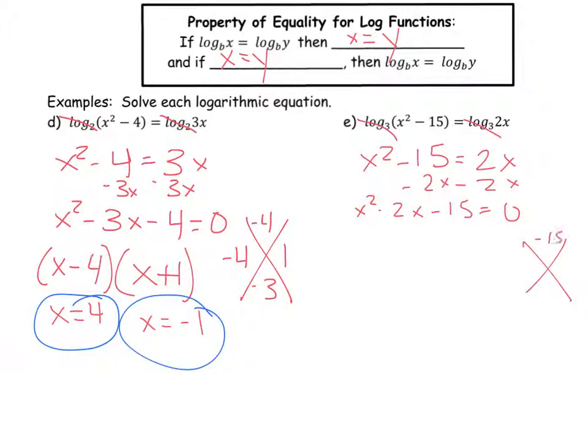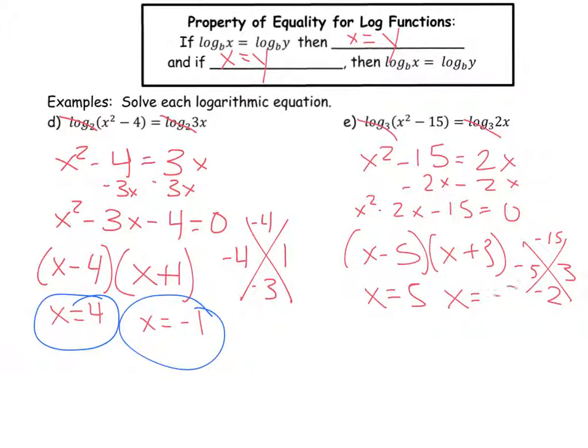Again, I want to solve here, so I'm going to do big X. Negative 15 is on top, negative 2 is on bottom. I want two numbers that multiply to negative 15 and add to negative 2. So I'm going to have negative 5 and 3. So my factors are x minus 5 and x plus 3. And if I solve for x on both of those, I'm going to end up with x equals 5 and x equals negative 3. Again, we have to check these to see if they work.